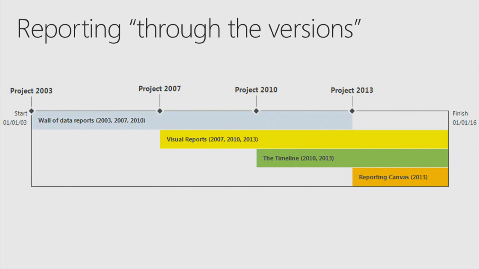So in 2007, the innovation there was the visual reports, and we'll show you that. So the ability to drive Visio or Excel reporting out of the project data via an intermediary file, which was effectively a desktop OLAP cube.